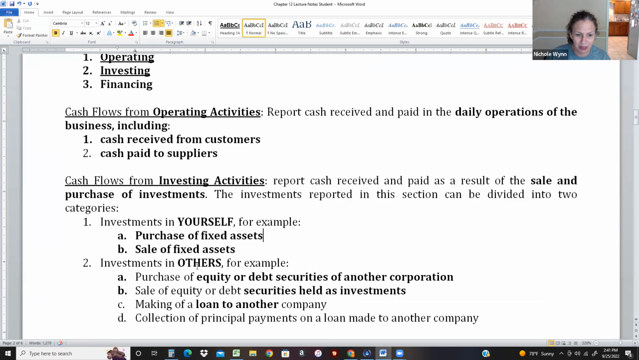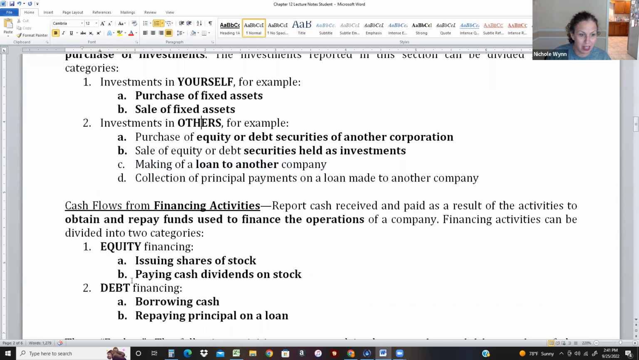Okay. And then investing in others is buying stocks and bonds in other people's companies. So loaning money to others, like notes receivable, when you loan people money and you charge them interest, that's investing in others. Okay. So that's investing in yourself, investing in others. Financing is owners and loans. So that's how we usually explain it. Owners and loans. So owners is getting money from owners.